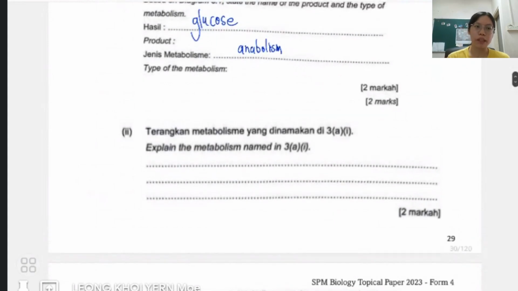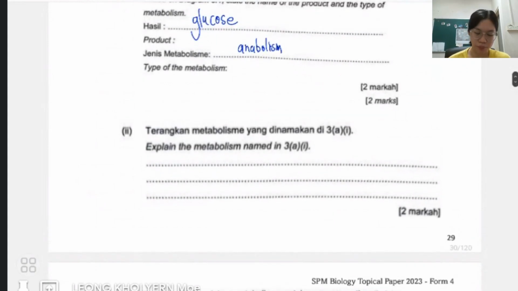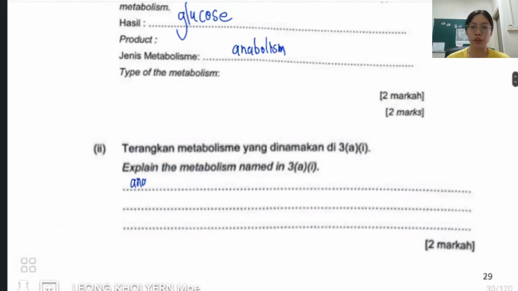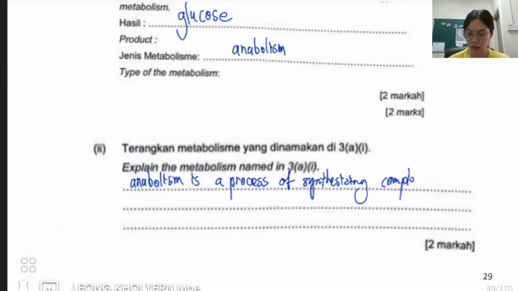So how do you explain anabolism? Anabolism is basically a process where you synthesize complex substances. Synthesize would be a better word compared to build up, right? So anabolism is a process of synthesizing complex substances or molecules from simple molecules.